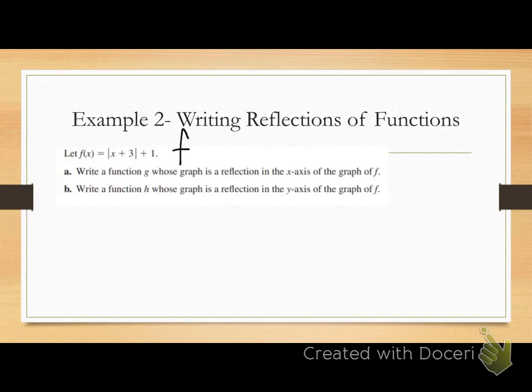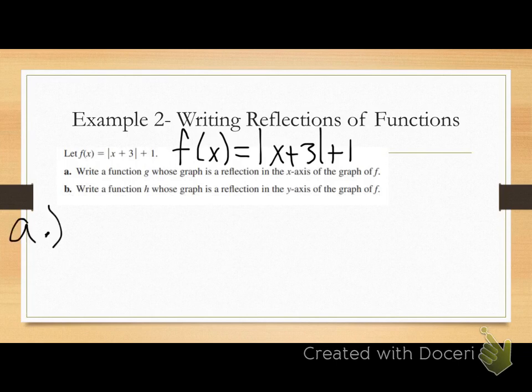Okay, so let f of x equal the absolute value of x plus 3 plus 1. There's my function that I'm given. Letter A. Write a function g whose graph is a reflection in the x-axis of the graph of f.